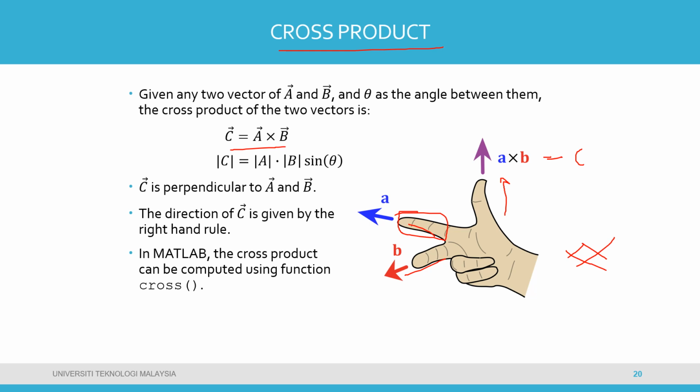And how about the magnitude? For the magnitude, basically you have to use this: A dot B sine theta.